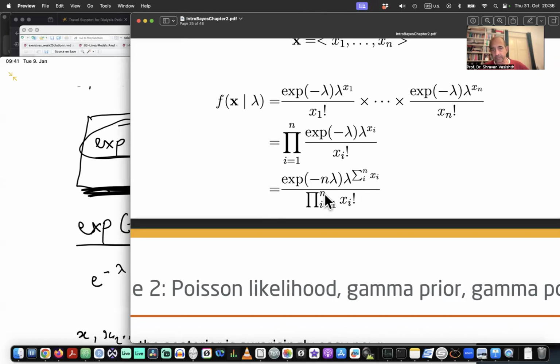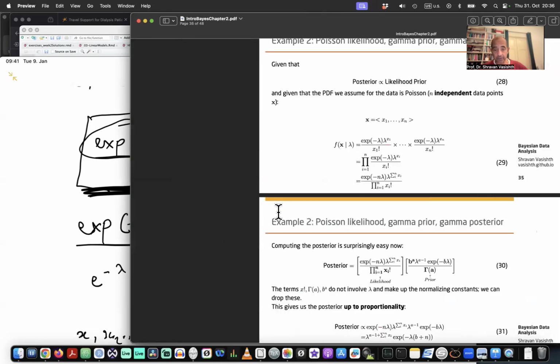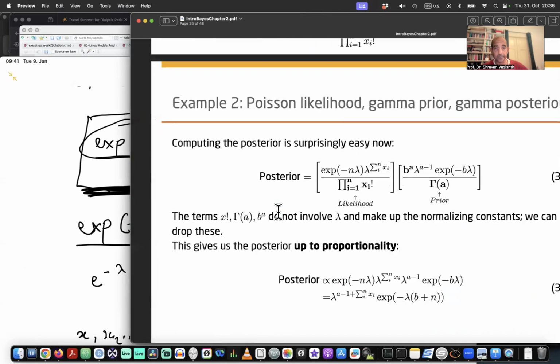So that's how I end up with this funny looking expression, which represents the joint likelihood that we are going to plug into Bayes' rule to get the posterior for lambda. Right? This is the joint likelihood for all the data that we have observed, all the independent data we have observed. Okay, so now computing the posterior is going to be super easy, right?